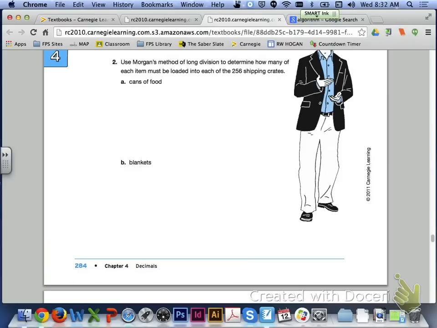Let's go ahead and skip down to number 2 then. At the bottom of page 284, what I want you to do is use Morgan's method of long division to determine how many of each item must be loaded into each of the 256 shipping crates. So you can refer back to page 283 for the number of items. For letter A, you have cans of food. For letter B, you have blankets. And for letter C, at the top of page 285, you have batteries. So go ahead and take a couple of minutes with your group members to do A through C for number 2.